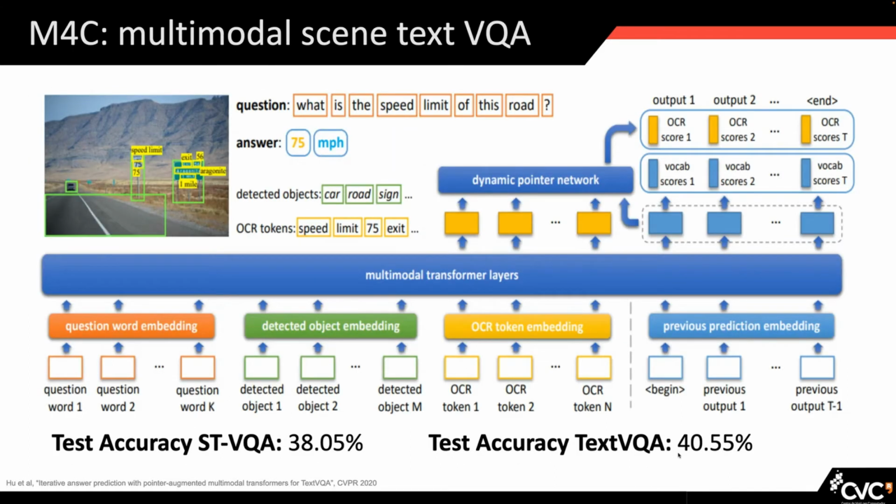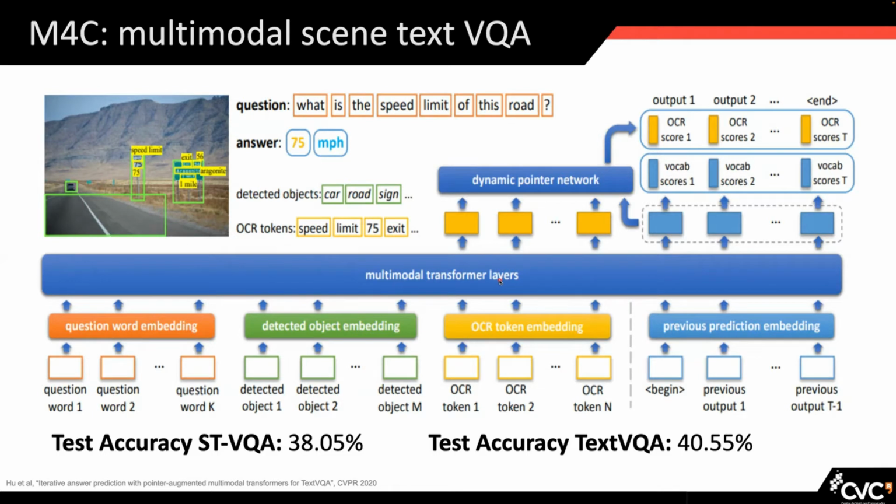And then next, Facebook came out with the next paper, which is M4C. I think it's called Iterative Answer Prediction with Pointer Augmented Multimodal Transformers for Text VQA. Since we all use transformers on everything nowadays, this is exactly what they did, basically. They take multimodal transformer layers, actually initialized from BERT. We have seen and heard a lot about BERT so far.